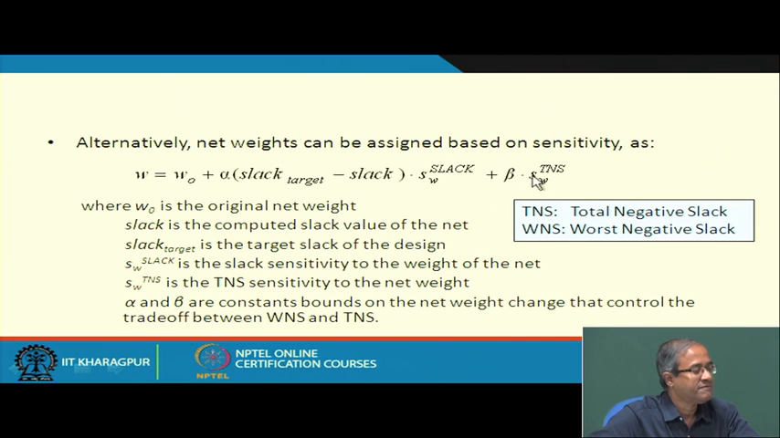Similarly, you can have TNS slack and TNS slack. This is for the slack value and this is for the TNS value. So, how much impact a change in net weight will be having on the corresponding slack value. So, these are some methods which have been proposed.